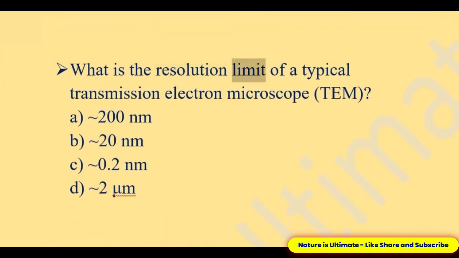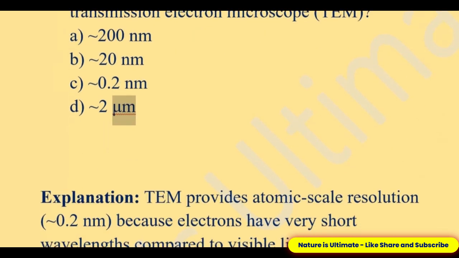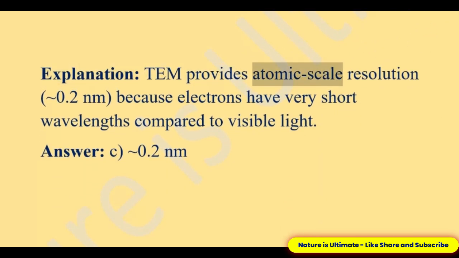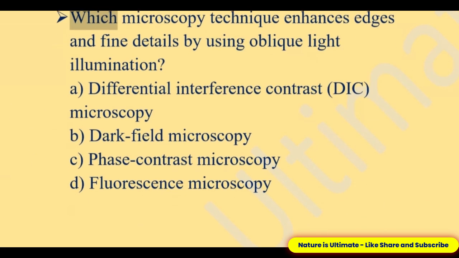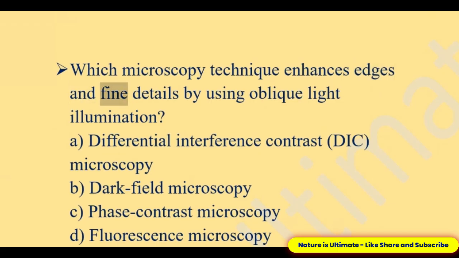What is the resolution limit of a typical transmission electron microscope, TEM? A. 200 nm. B. 20 nm. C. 0.2 nm. D. 2 μm. Explanation: TEM provides atomic scale resolution, 0.2 nm, because electrons have very short wavelengths compared to visible light. Answer: C. 0.2 nm.